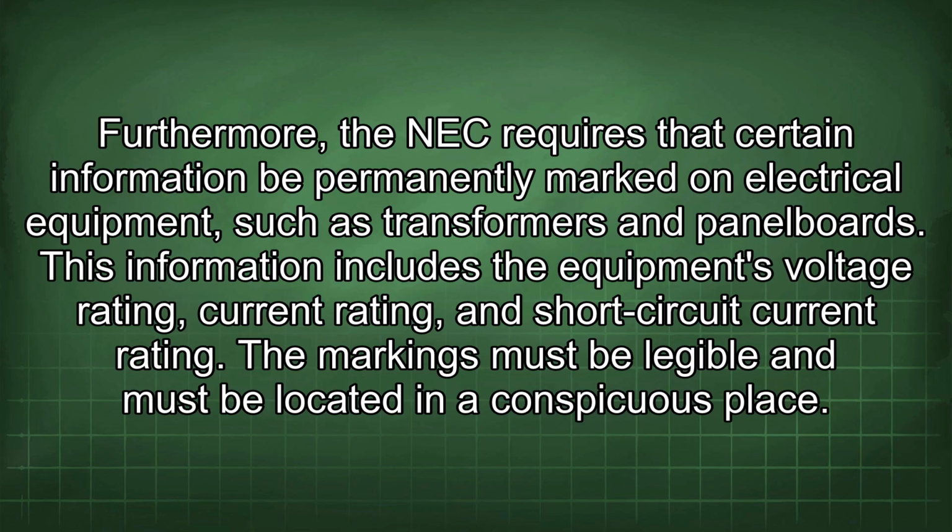Furthermore, the NEC requires that certain information be permanently marked on electrical equipment, such as transformers and panelboards. This information includes the equipment's voltage rating, current rating, and short-circuit current rating. The markings must be legible and must be located in a conspicuous place.